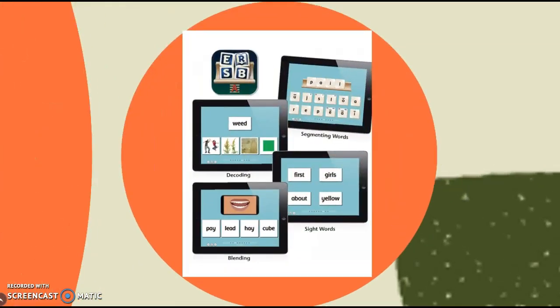Here is a picture of what the students are seeing on their iPads. When the teacher that I observed teaches this, she has the children each working on their own individual iPad, and each child has their own account with their own little character that they have, so it records all the data that they're doing. And you can see that they're working on decoding, segmenting words, blending, and sight words.